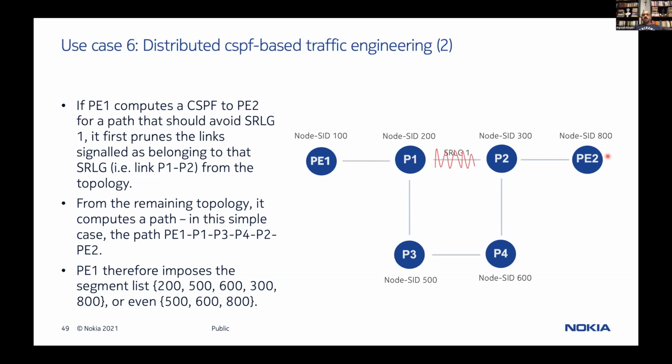Now, once again, this is an uncompressed list, we can be smarter. If we did a similar thing with a list with just 3 entries, 500, 600, and 800, we would achieve the same thing, because the shortest path from P1 to P3 is still this one here. The shortest path from P3 to, well, it has to go to P4. And then the shortest path from P4 to PE2 is still through P2. So we'll achieve the same thing.